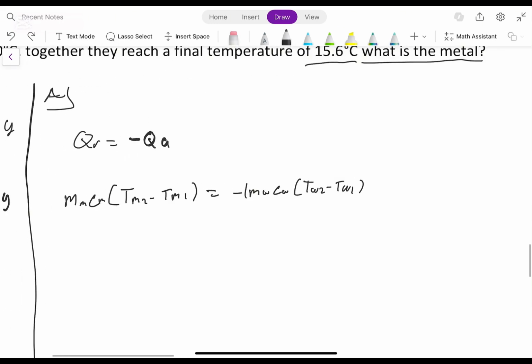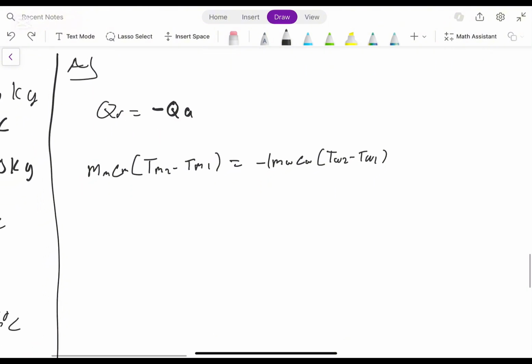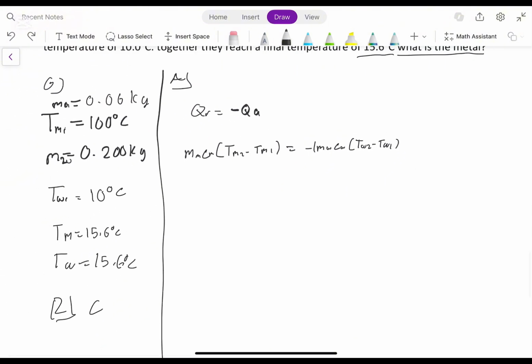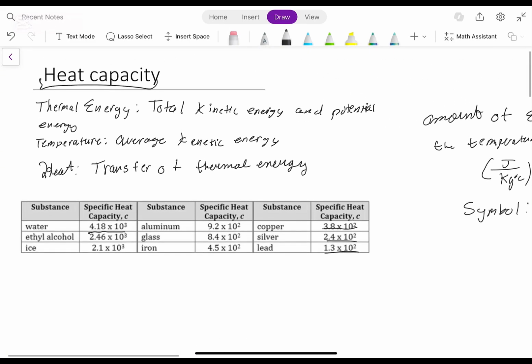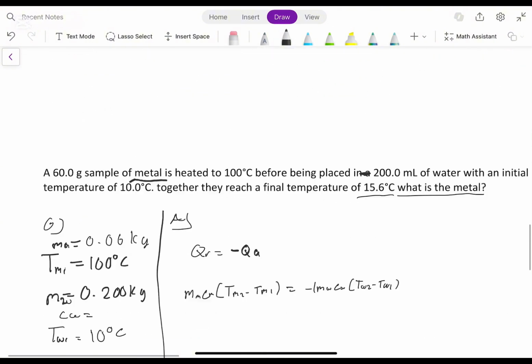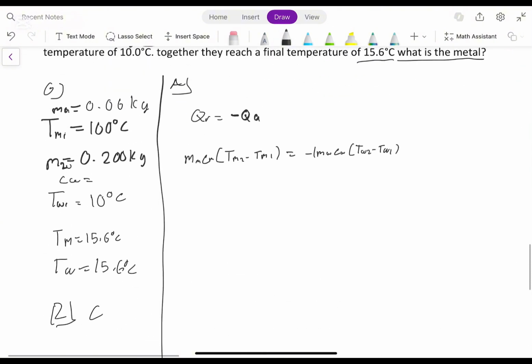You can either distribute this negative in already, or we can just wait till the end. For right now, I'm just going to wait till the end just to keep it a little simpler, but it doesn't really matter. Also, we can go ahead and put the C for water right now, just because it'll be better. So it's 4.18 times 10 to the 3 joules per kilogram degree Celsius.